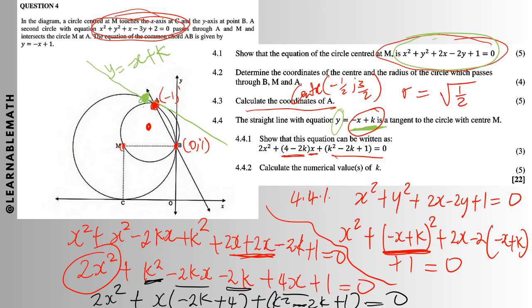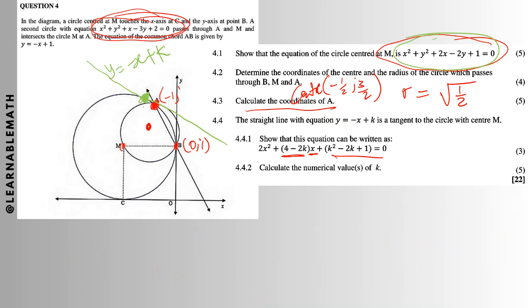Okay, key question, it's 4.2. Let's conclude with it. 4.2 says calculate the numerical values of k. So from the previous, we were able to express it like this. This is a quadratic equation because we can see x squared, we can see the coefficient of x, we can see a constant. So you have your a there, which is 2, the coefficient of x squared, b is the coefficient of x, which is 4 minus 2k, and c is the constant, which is k squared minus 2k plus 1.